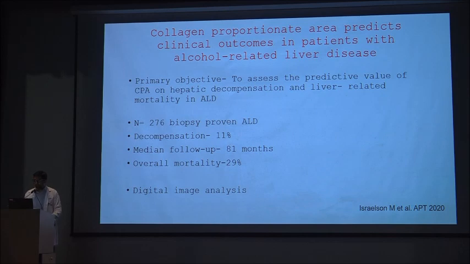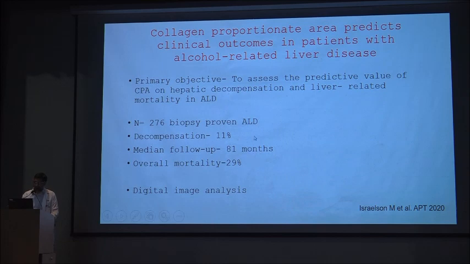Also, another area which should be considered is the estimation of the collagen proportionate area, which a previous study had shown predicts clinical outcomes in patients with alcohol-related liver disease. All these patients were biopsy-proven alcoholic liver disease, decompensation 11%, followed up for nearly 81 months, overall mortality 29%, and digital image analysis was done.